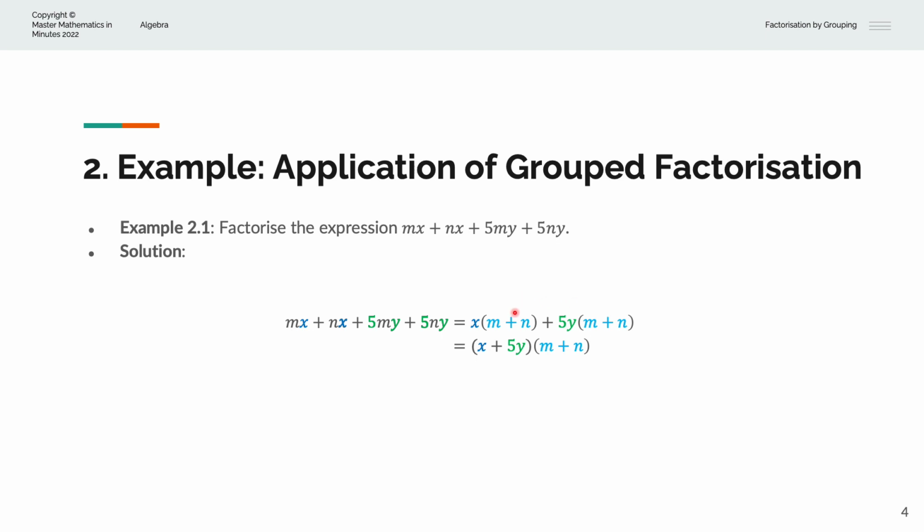And notice that m plus n are common terms as well, so we can factorize m plus n out further, and that becomes x plus 5y into m plus n.